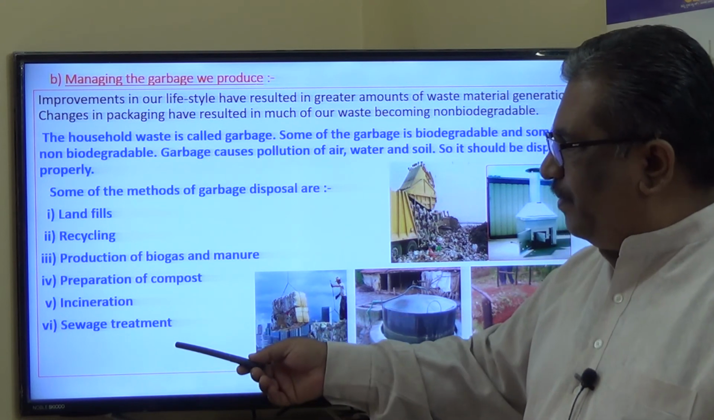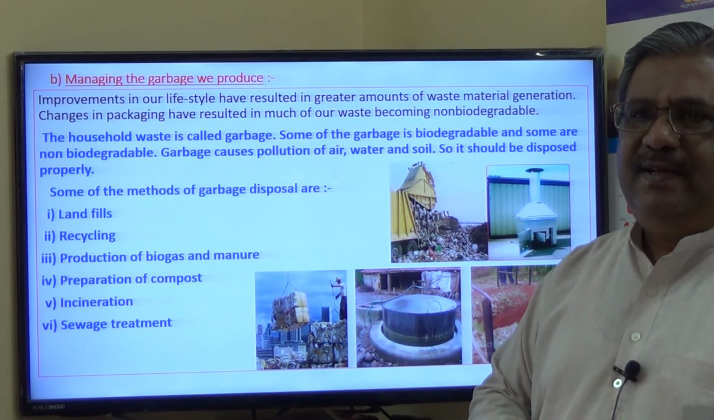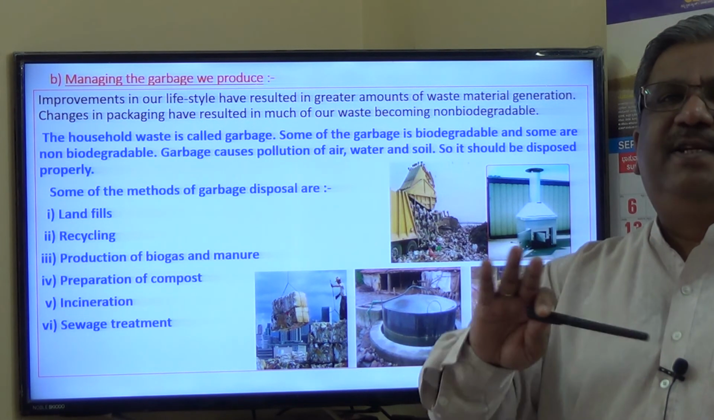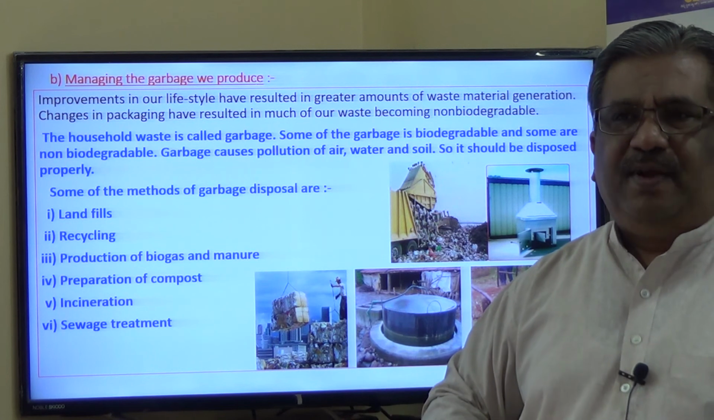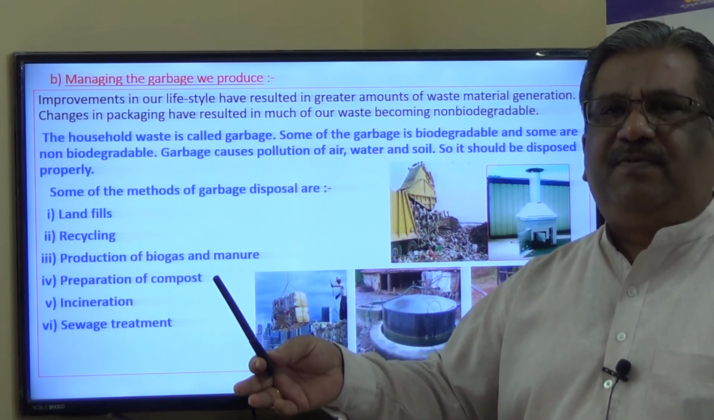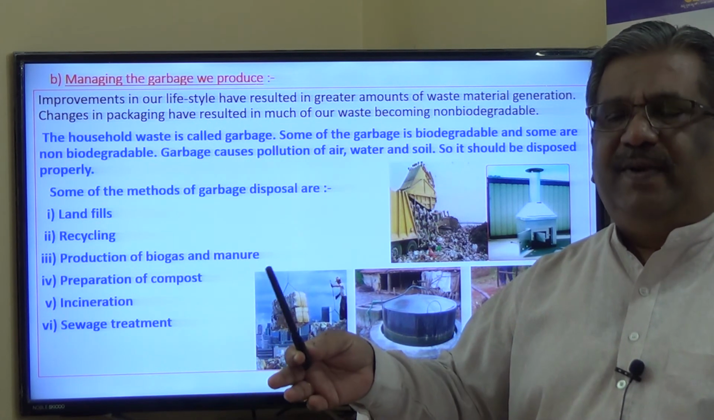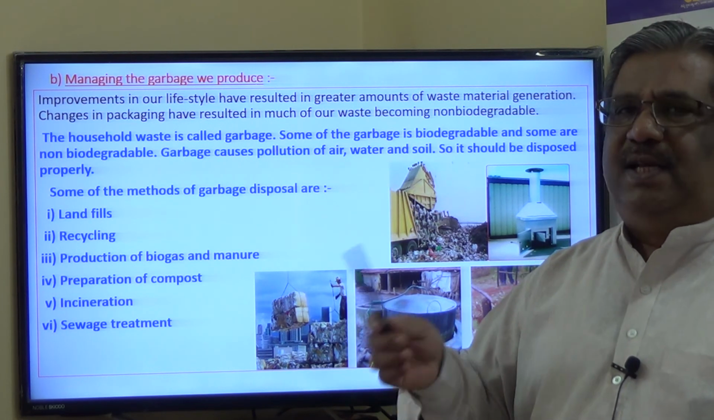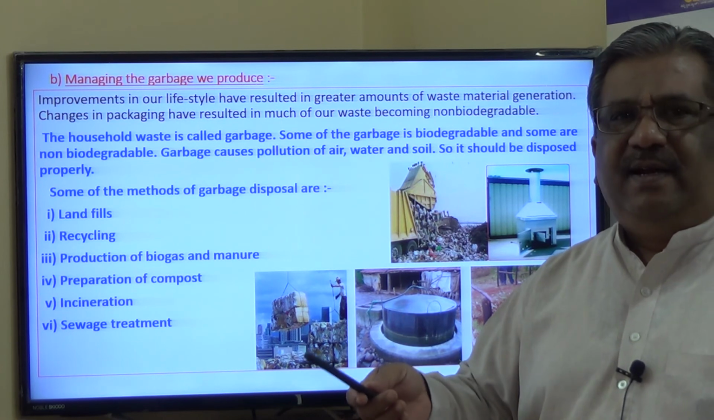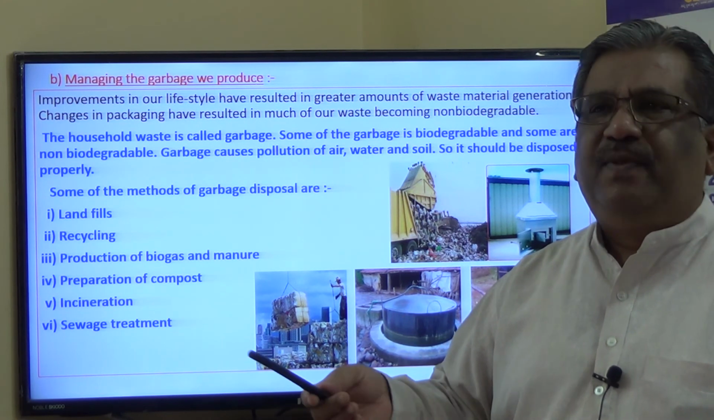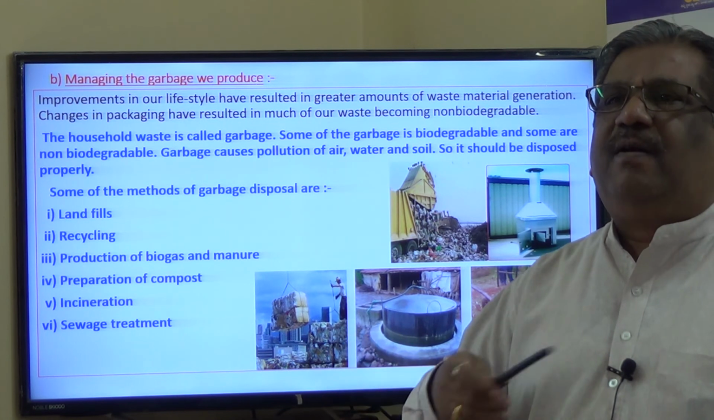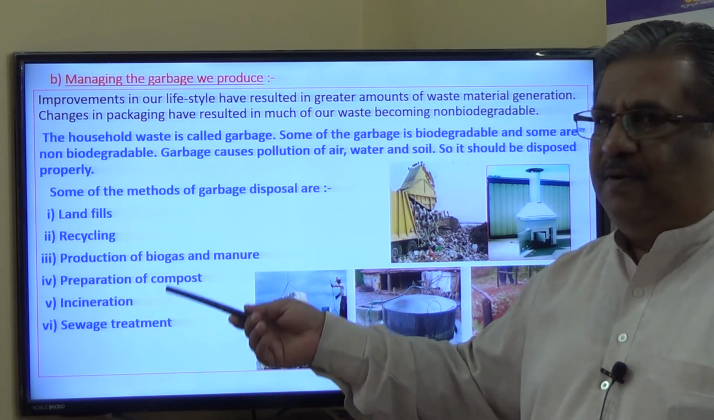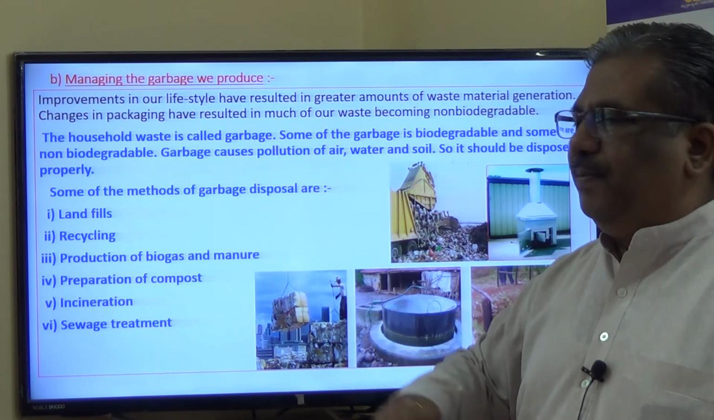Finally, sewage treatment. The domestic waste such as sewage needs to be treated properly. Solid waste needs to be separated from the liquid waste. Solid waste must be utilized for preparation of the manure or the compost, whereas liquid can be recycled and can be used for gardening purposes and flushing of the toilets or maybe partially for agricultural purposes. This is how sewage treatment also helps in treatment of the garbage that we produce.